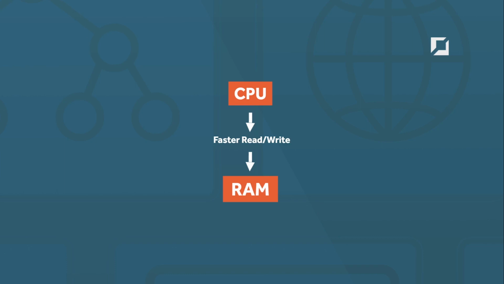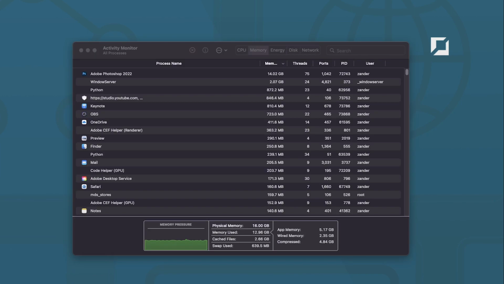It's these properties, the speed in which we can store and retrieve data from RAM, that make it very attractive as a software developer. If you've ever looked at the activity monitor in Mac or the task manager in Windows, you probably notice that you have a certain amount of memory, and that memory is being utilized by software that's currently running on your computer.